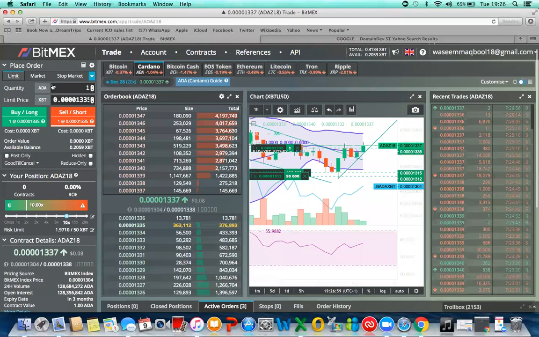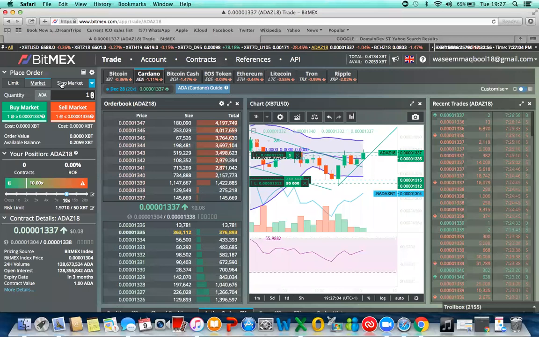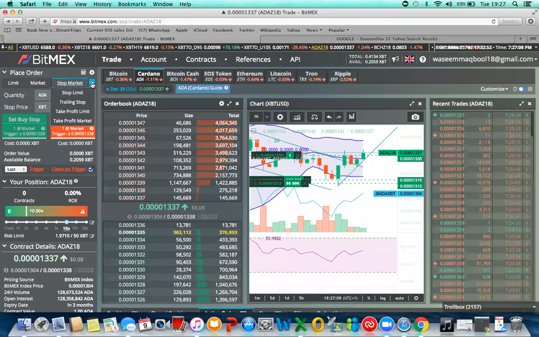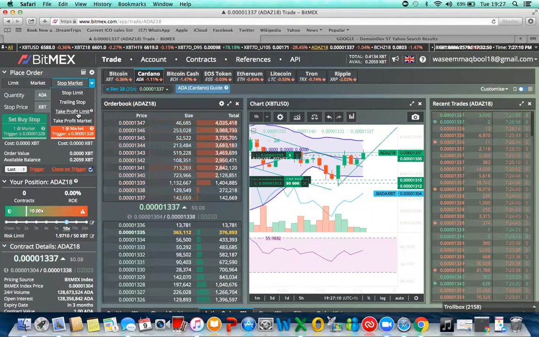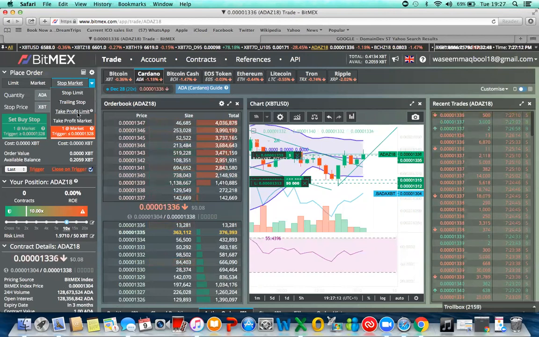You can go on the stock market, and from here you can click on take profit limit. Once you click on take profit limit or take profit market as well, if you don't put a take profit limit, then at the market price it'll simply take profit. But don't do that. Always have a take profit limit.